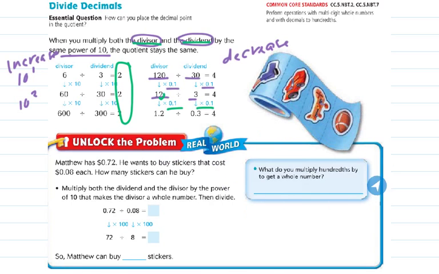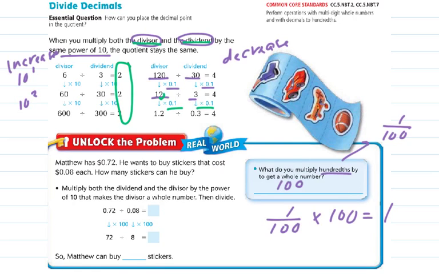In the blue box, it says, what do you multiply hundredths by to get a whole number? That's going to be something we're going to keep in mind, boys and girls. If you think about the word hundredths, we're talking about hundredths. What would you have to multiply a hundredth by to get a whole number? 100. That's correct, boys and girls. If you multiply 1 hundredth times 100, you would get 1, which is a whole number.